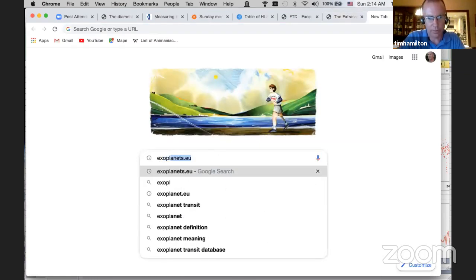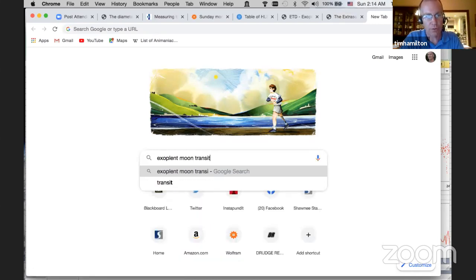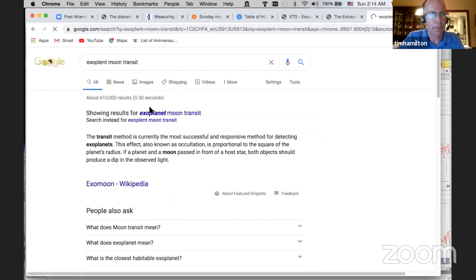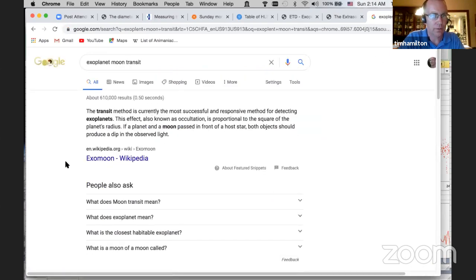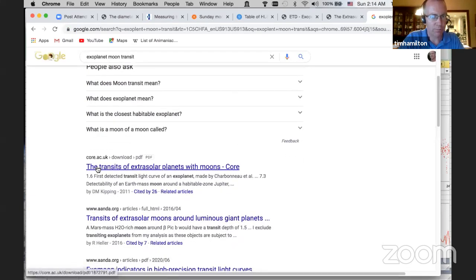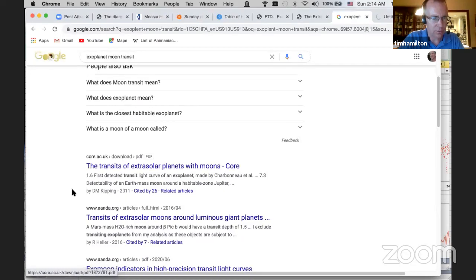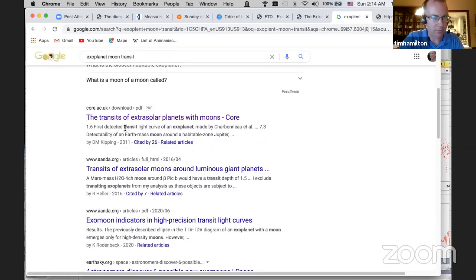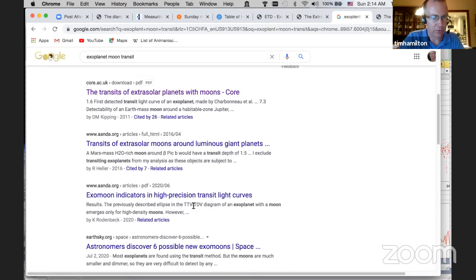So exoplanet. Oh yes, yes. In fact, moon transit. I can't spell. Okay, exomoon transits of extrasolar planets with moons. Yep. Okay. Oh no, that's the first one made of any planet at all. Exomoon indicators and high precision transit light curves. It looks like there is one.